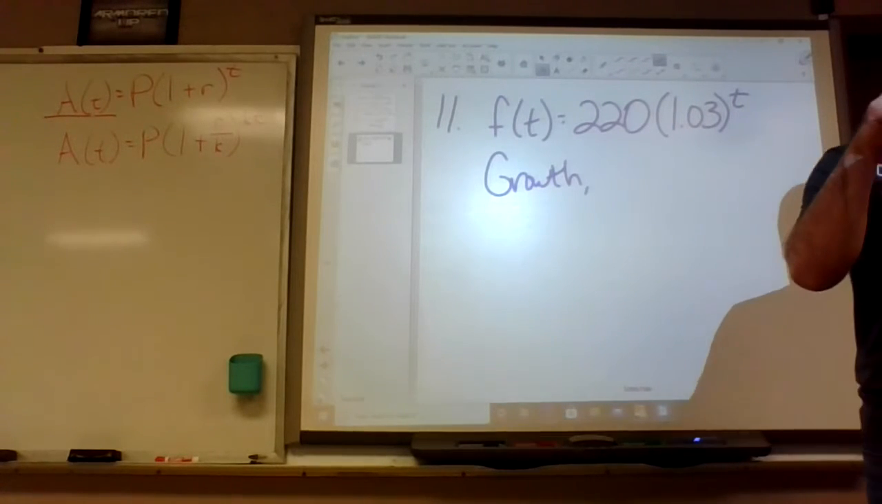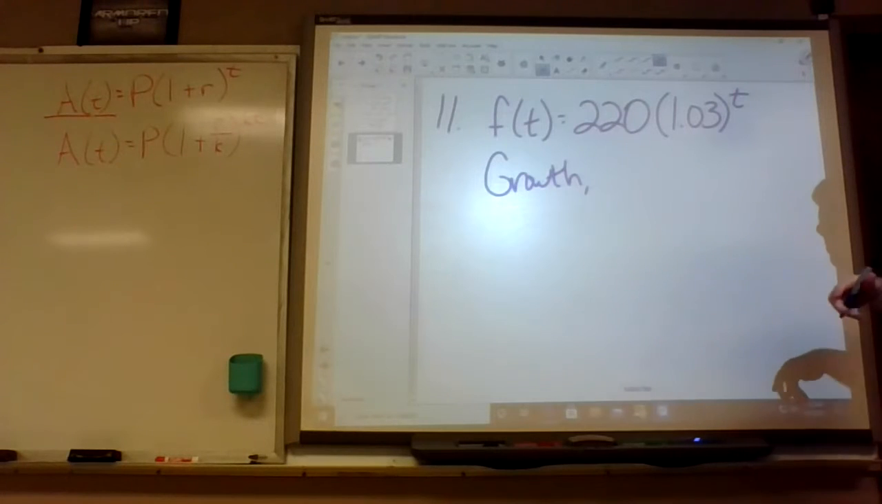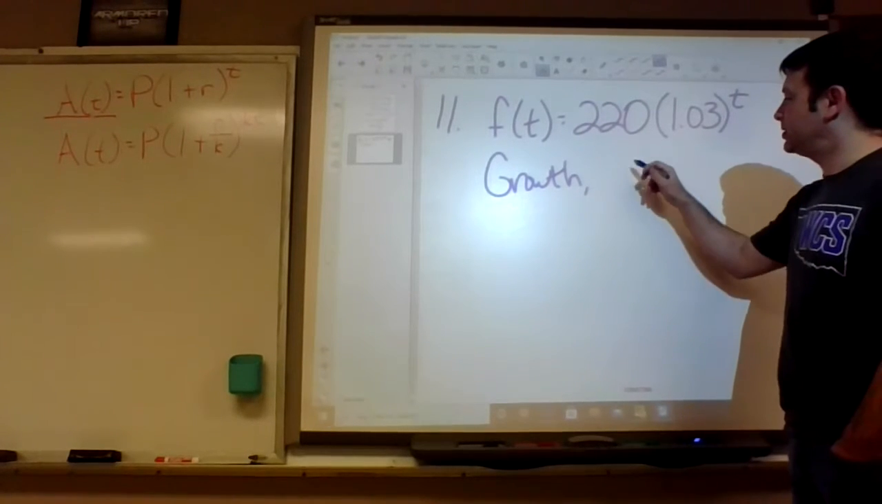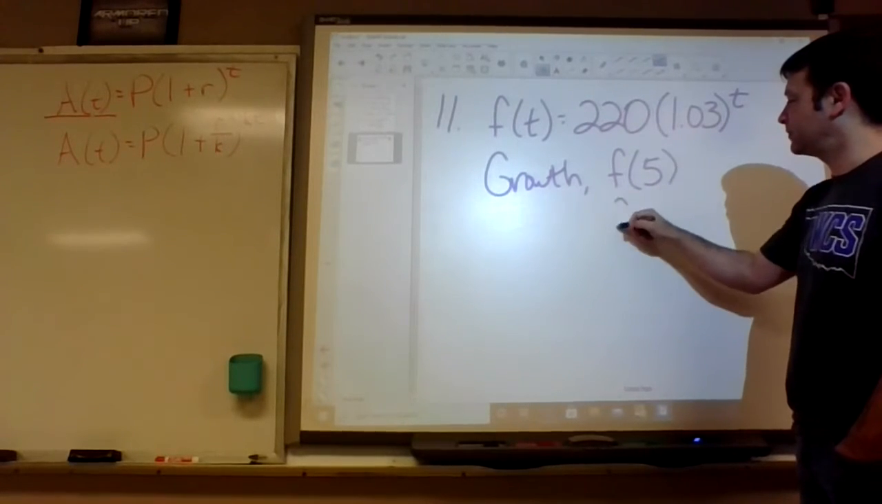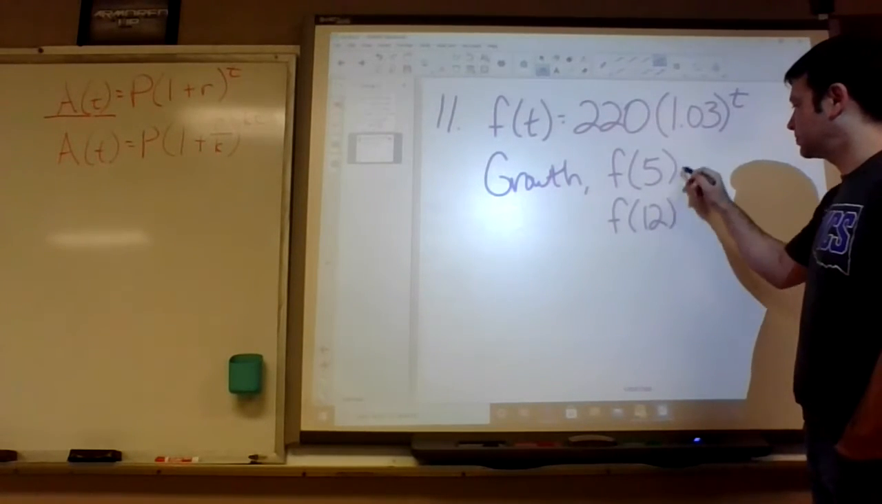0.3 is actually 30%. 0.03 is only 3%. And then you have to find what f of 5 and f of 12 are. That's a lot.